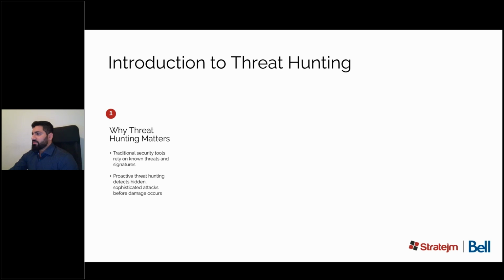Why threat hunting matters? Well, we know that traditional security tools rely on known threats and known signatures, whereas proactive threat hunting detects hidden, sophisticated attacks before they can cause harm. So while detection using traditional security controls works well, right? They highlight and uncover well-documented threats. They discover known threat patterns. But it also leaves organizations vulnerable to sophisticated attacks, which involve evolving threat vectors and evolving exploits.